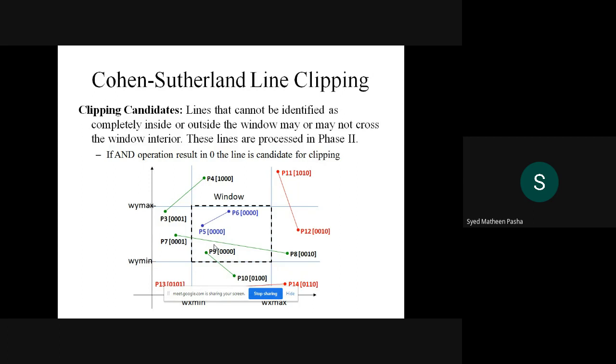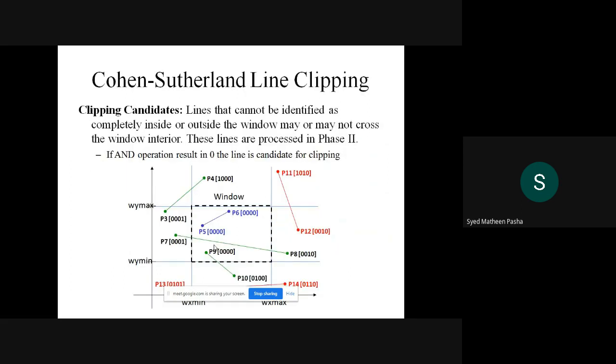Hope it is clear. If you have any doubts, you are permitted to ask. Any doubts regarding these terminologies in the Cohen-Sutherland algorithm? Hope you all are there. Hope I am audible. Yes, sir. Any doubts regarding these terminologies? No, sir. Okay. We'll move further.